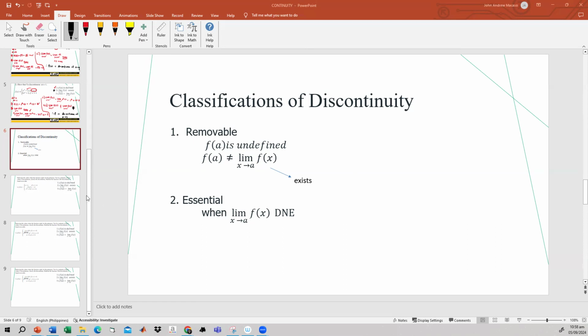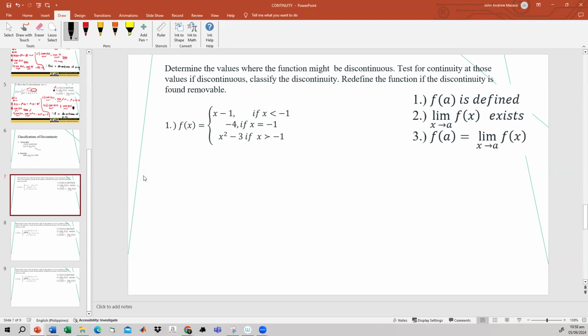Okay, so let's try this example. Let's say we're asked here to determine the values where the function might be discontinuous. Test for continuity at those values if discontinuous. Classify the discontinuity. Redefine the function if the discontinuity is found removable. Okay, so let's have this.